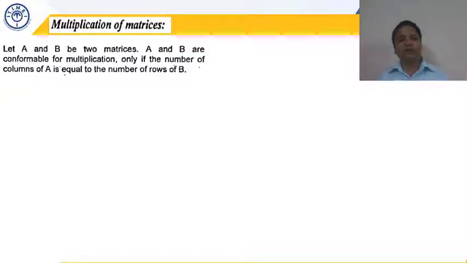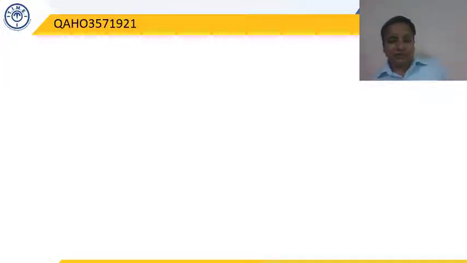First row and last column, m by p. They are conformable for multiplication, that is, only if the number of columns of A is equal to the number of rows of B, then we can say they are conformable for multiplication. Now let's take a question example just to learn this. We are using handout 1921.